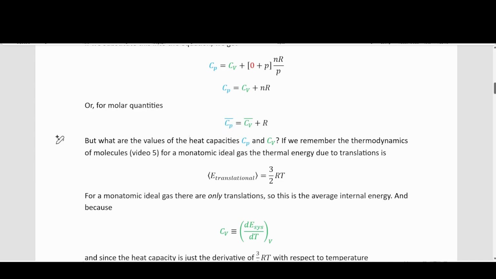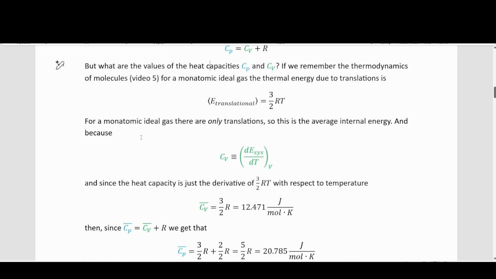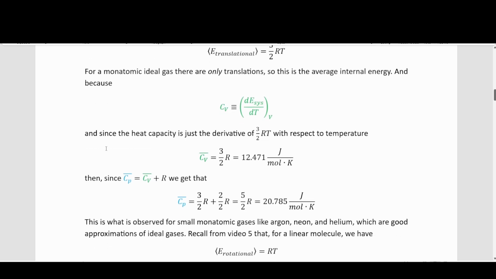But what are the values of these heat capacities? If we remember from the thermodynamics of molecules, which was video 5, for a monatomic ideal gas, the thermal energy due to translations was this 3/2 RT. For a monatomic ideal gas, there are only translations, so this is the average internal energy. And because we have this for our constant volume heat capacity, and since the heat capacity is just the derivative of 3/2 RT with respect to temperature, we end up with 3/2 times R, which gives us 12.471 joules per mole Kelvin.